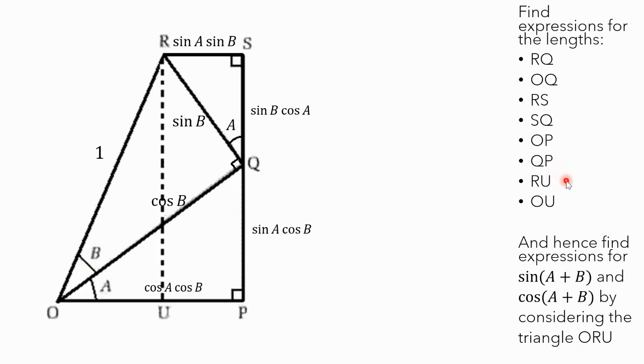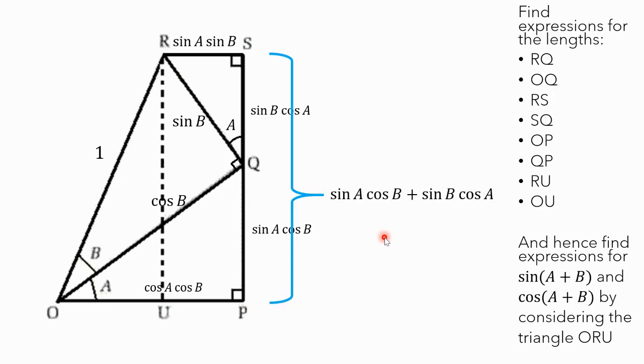Last two take a tiny bit more thinking. RU, first of all, which is this side here. Now we could do some trigonometry to find this length, but even easier is we realize we've got a rectangle here, and therefore this side RU is the same as SP, and therefore to find RU it's just going to be this little length here plus this little length here, which means that in total RU will have a length of sine A cos B plus sine B cos A.